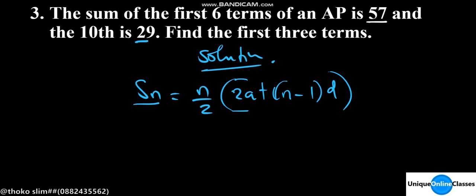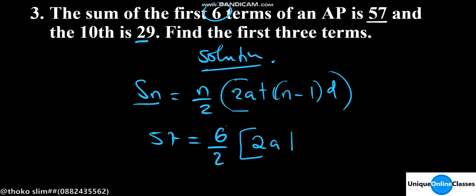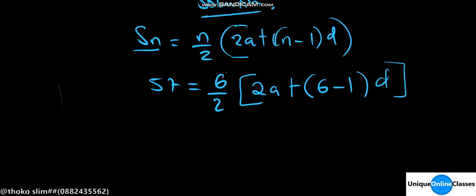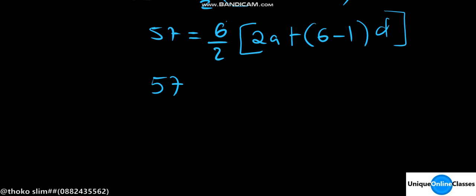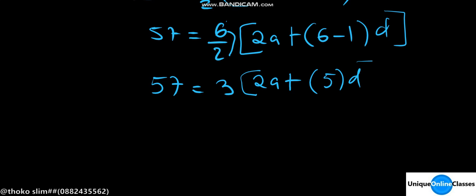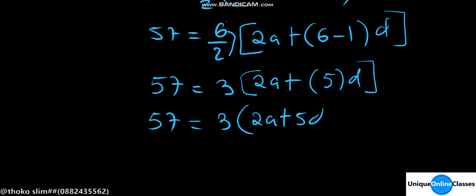So the sum here is given as 57, so I'm putting 57 is equal to the sum of 6 terms, so n is equal to 6, then open bracket 2a plus n minus 1 d. Simplifying, 57 is equal to 6 over 2, which is 3, then open bracket 2a plus 5d. So 57 is equal to 3 open bracket 2a plus 5d, which expands to 57 equals 6a plus 15d.